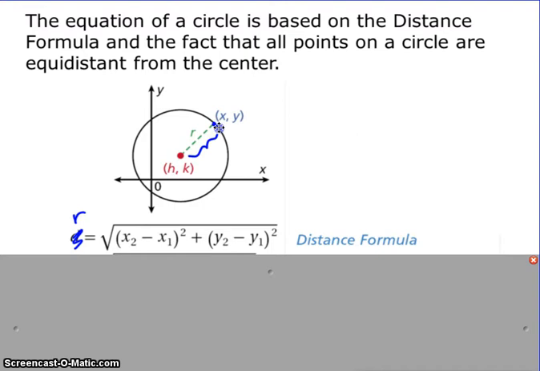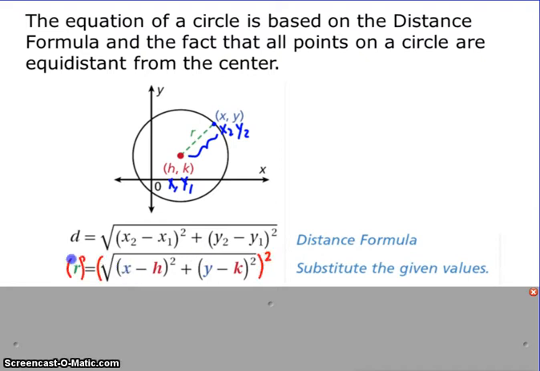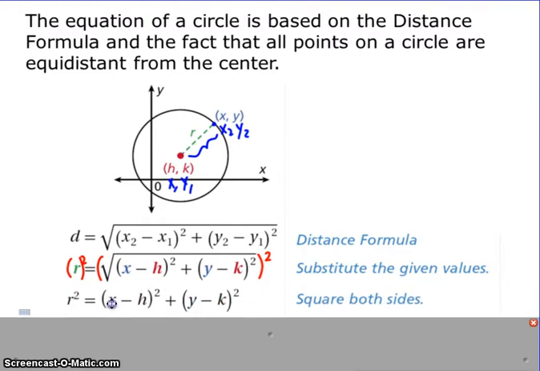Then (h, k) and (x, y) are going to be our two point values. Let's call these (x1, y1) and (x2, y2). So you're going to plug in x for x2, h for x1, y for y2, and k for y1. And this is what it's going to look like. Now, in order to get the square root off, all you have to do is square both sides, because squaring and square rooting are opposites of each other. So you're going to be left with r squared equals (x minus h) squared plus (y minus k) squared.